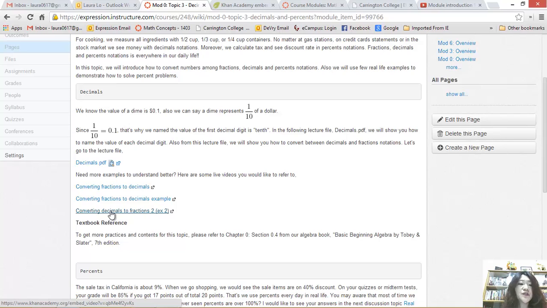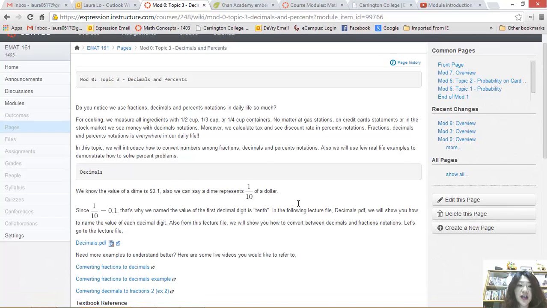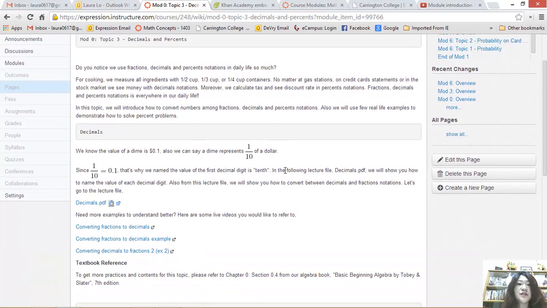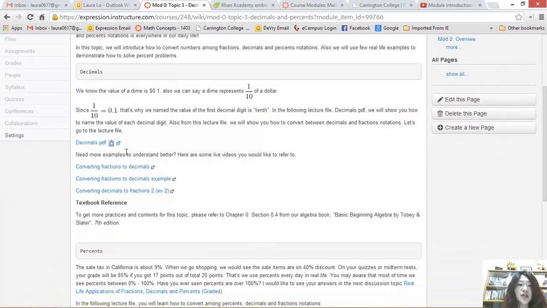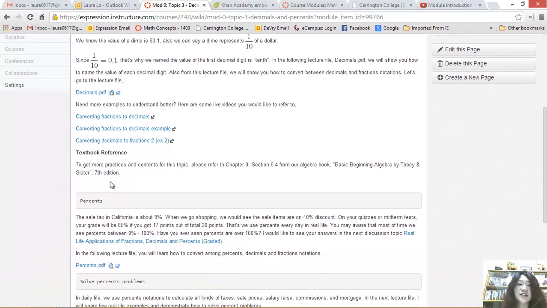If you want more information, as the third part I also have the textbook reference, which shows you where to find this decimal section in our textbook. That's the most important thing, how you should learn from each topic. Besides the summary from the topic page, you have the lecture file, you have the Khan Academy live video, and you also have the reference from the textbook.